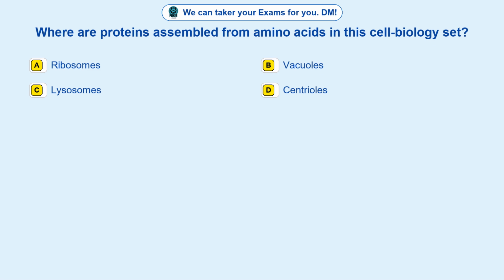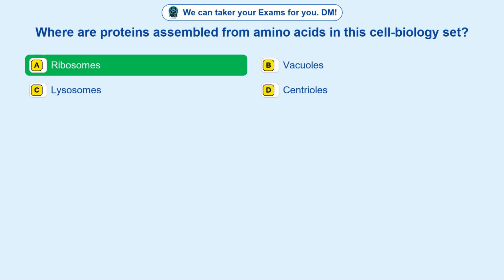Question 9. Where are proteins assembled from amino acids in this cell biology set? Option A, ribosomes. Option B, vacuoles. Option C, lysosomes. Option D, centrioles. The correct answer is option A. Ribosomes.